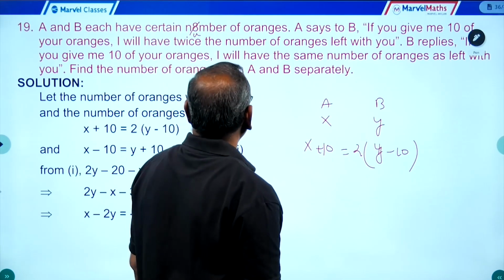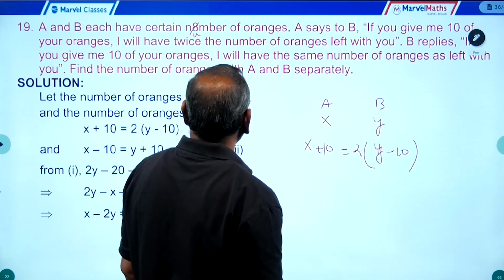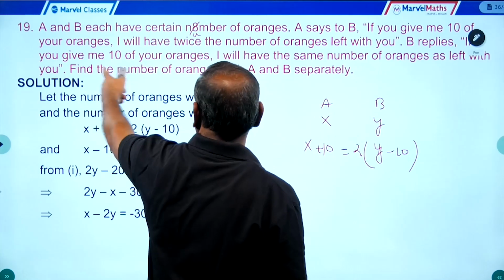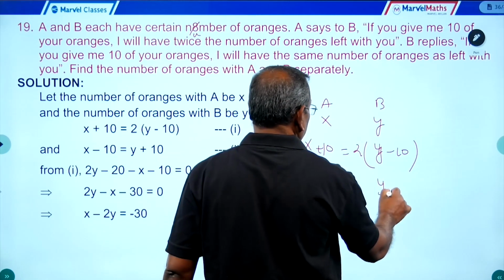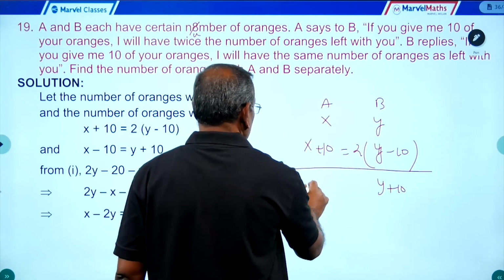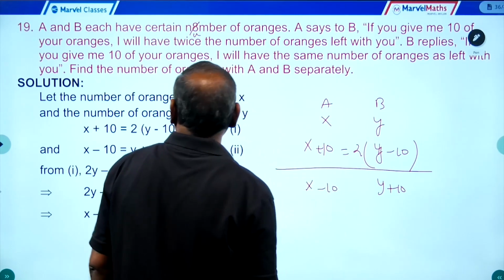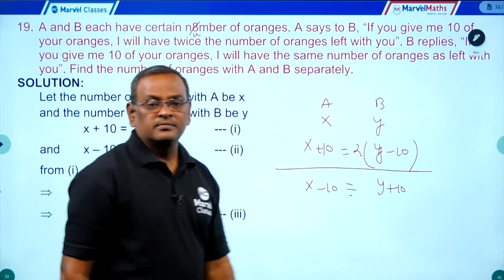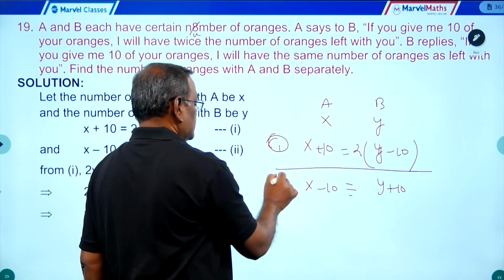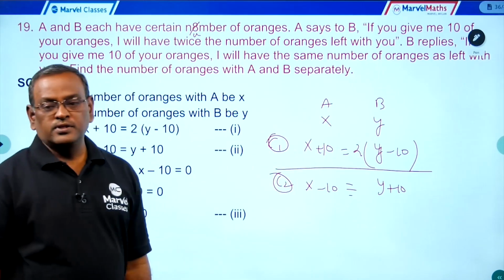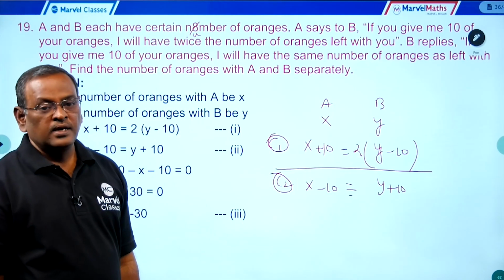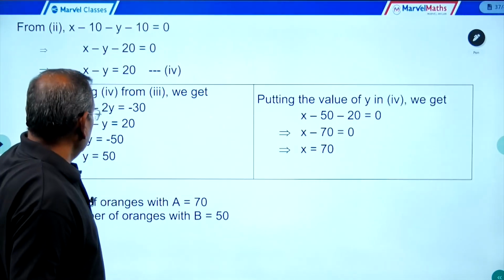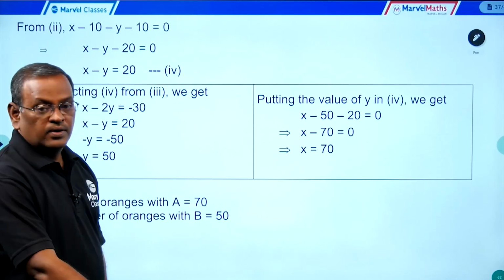And B replies, if you give me 10 of your oranges, so y plus 10, second condition: x minus 10, y plus 10, I will have the same number of oranges, equal to the same. So this is the first condition and this is the second condition. Reduce into simplest form, solve by a suitable method, then find the number of oranges with A and with B. Number of oranges with A equal to 70 and with B equal to 50.